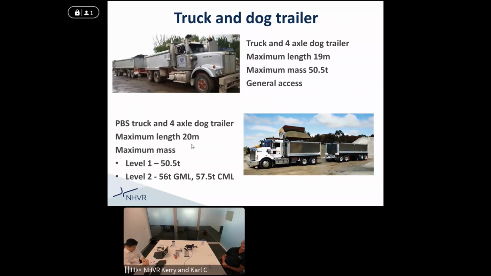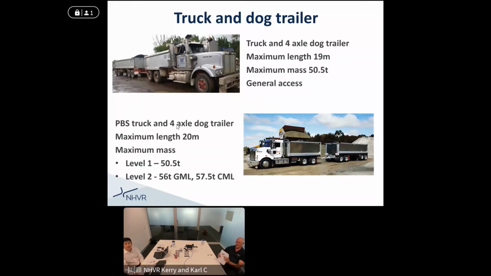Below that we have a PBS truck and dog. Maximum length they can go up to 20 metres long. Maximum mass at level 1 is 50.5 tonne, and at level 2 is 56 tonne at GML, or 57.5 tonne at CML. So at level 1 under the PBS truck and dog notice, you're looking at basically general access for those. Similar to the prescriptive truck and dog at 19 metres long. Level 2, they basically get access to the B-double routes generally, but that's under the PBS truck and dog notice as well.